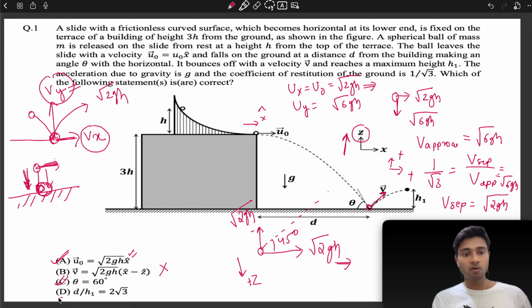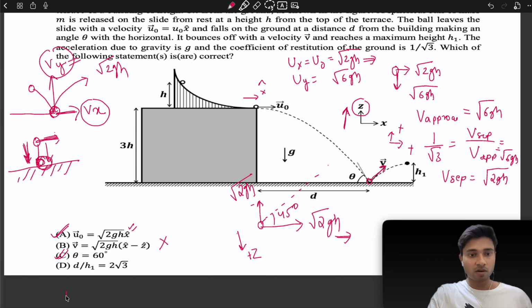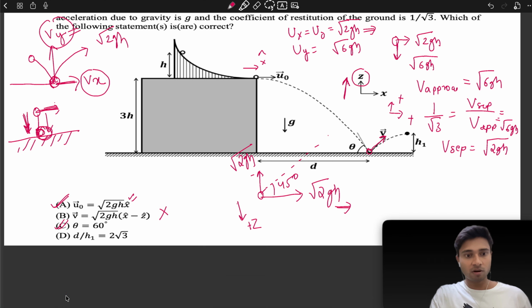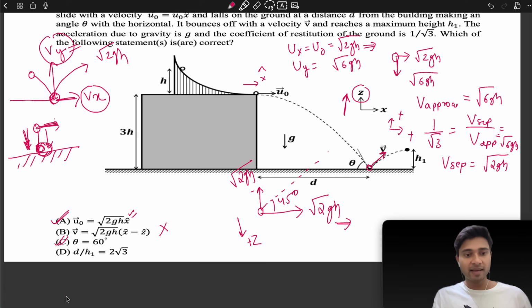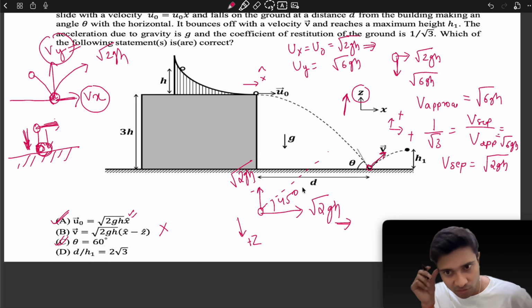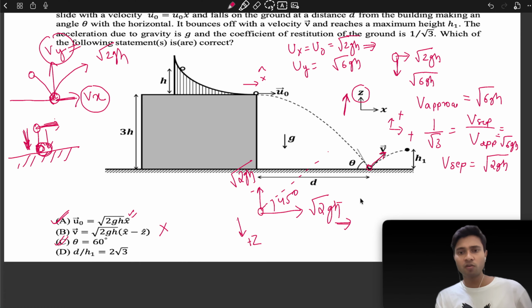Now let's go to option D. What was D? Option D was d by h1. What was d? Am I using d anywhere? I am not using d anywhere. Okay, let's see what h1 was. h1 is the maximum height. How do we figure out the maximum height? At maximum height, the vertical velocity is 0.